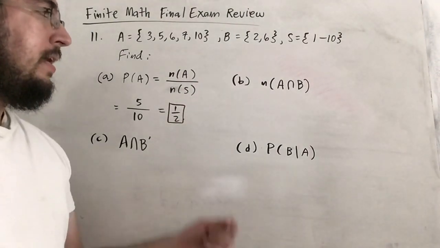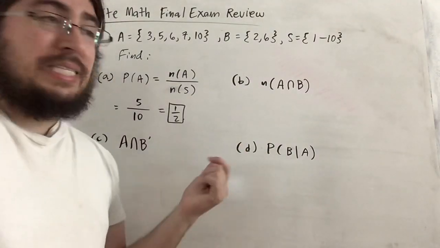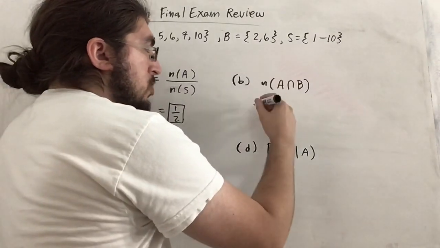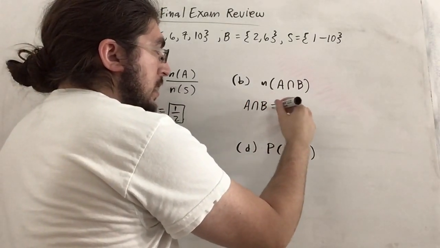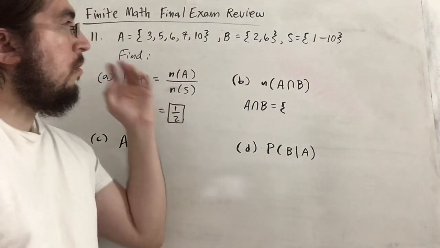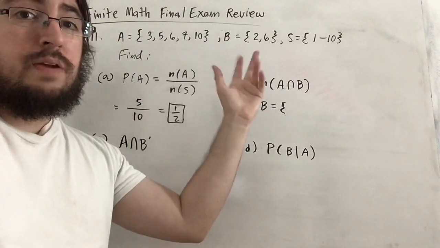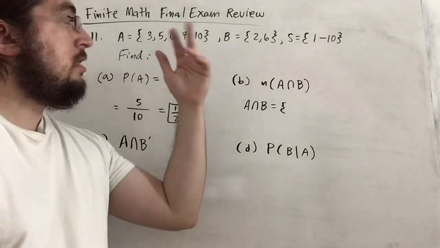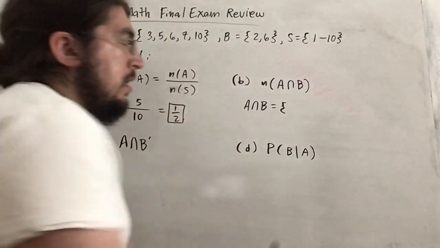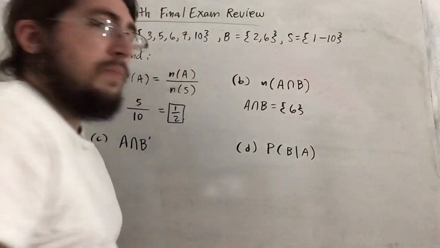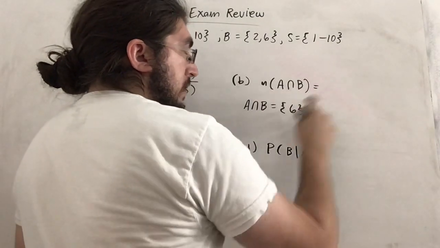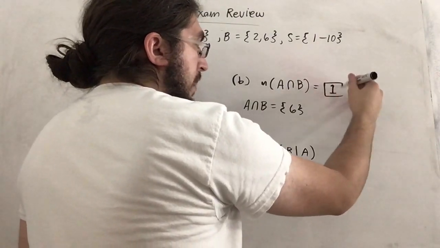Good. Now B asks for the number of things in the set A intersect B. So what I'm going to do first is actually construct what A intersect B is. It's the things that A and B share in common. So basically we'll look at the smaller one and see which of these, if any, are in the other one. The smaller one being B has fewer elements. 2 is not in A, but 6 is. So in fact, this is just the singleton {6}, meaning the set of only one element. And from this, we can conclude the number of elements in that set is just 1. There's only one element. Good.